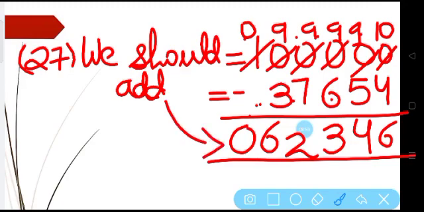Hence, we should add 62,346 to 37,654 so that our resultant is 1 lakh. Okay, I think this question is also clear to everyone. Now let us do the last question, that is question number 28.